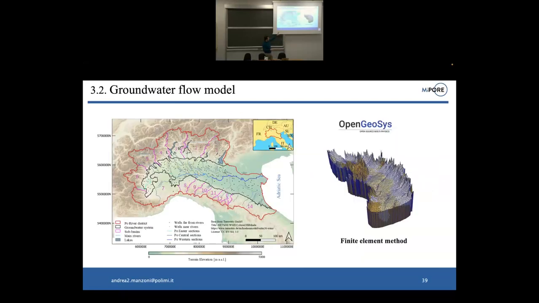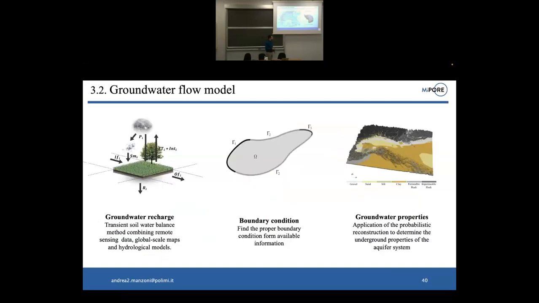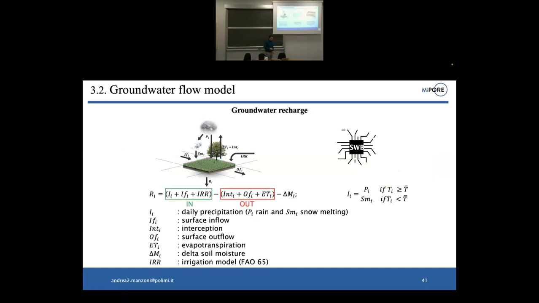analysis. Okay, the study area is the same, but the groundwater flow model is going to be modeled only for the planning area. So within this black domain, you can see in the middle the watershed, and on the lateral part, we're going to evaluate the groundwater recharge on the whole domain. The three main steps of building up the groundwater flow model at this scale are, of course, evaluating the groundwater recharge at this scale, the setup of the boundary condition, and the estimate of the groundwater properties.